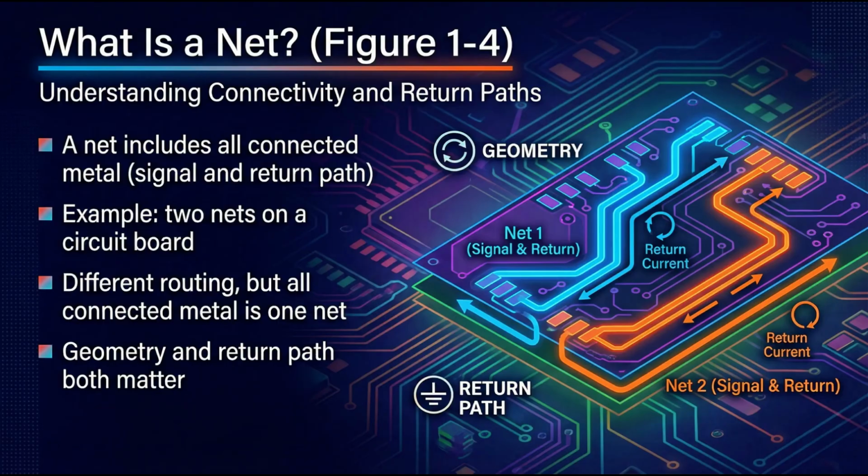Figure 1 shows 2 example nets on a circuit board. Even though the routing looks different, all connected metal belongs to a single net. Both geometry and return path matter.